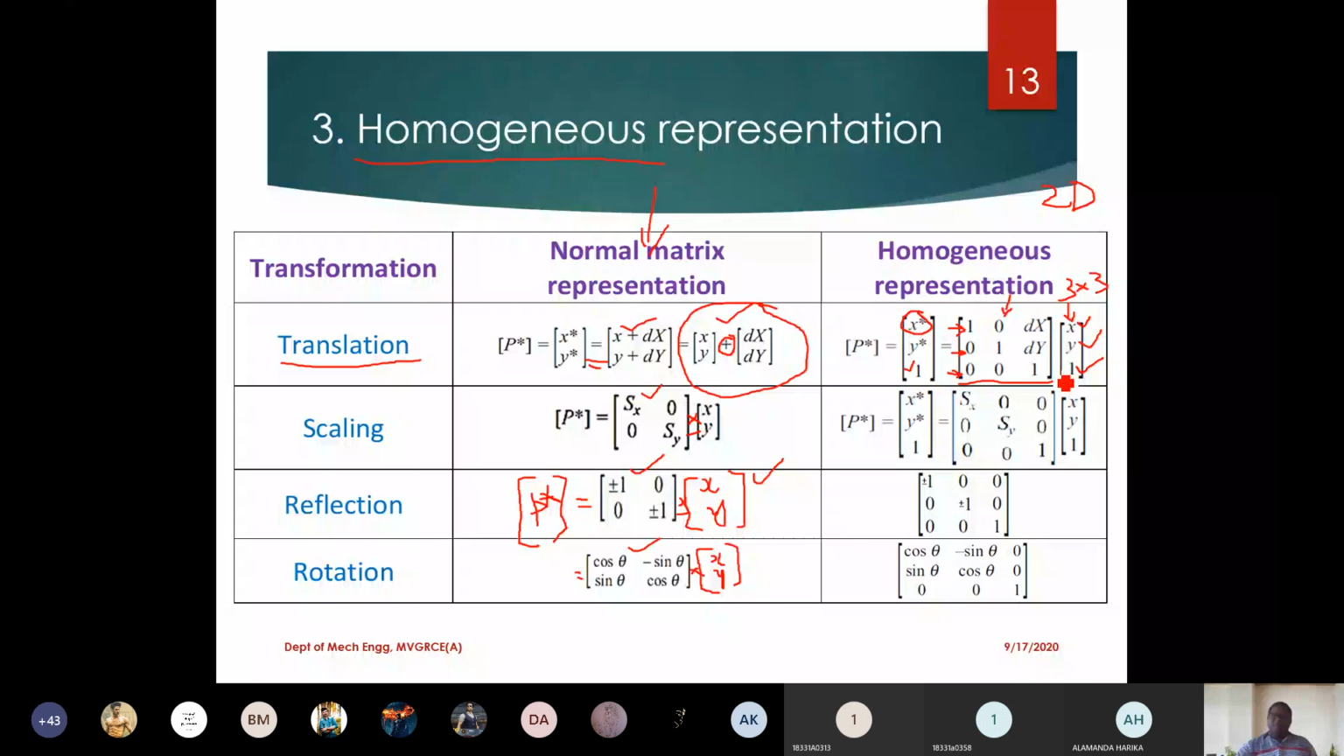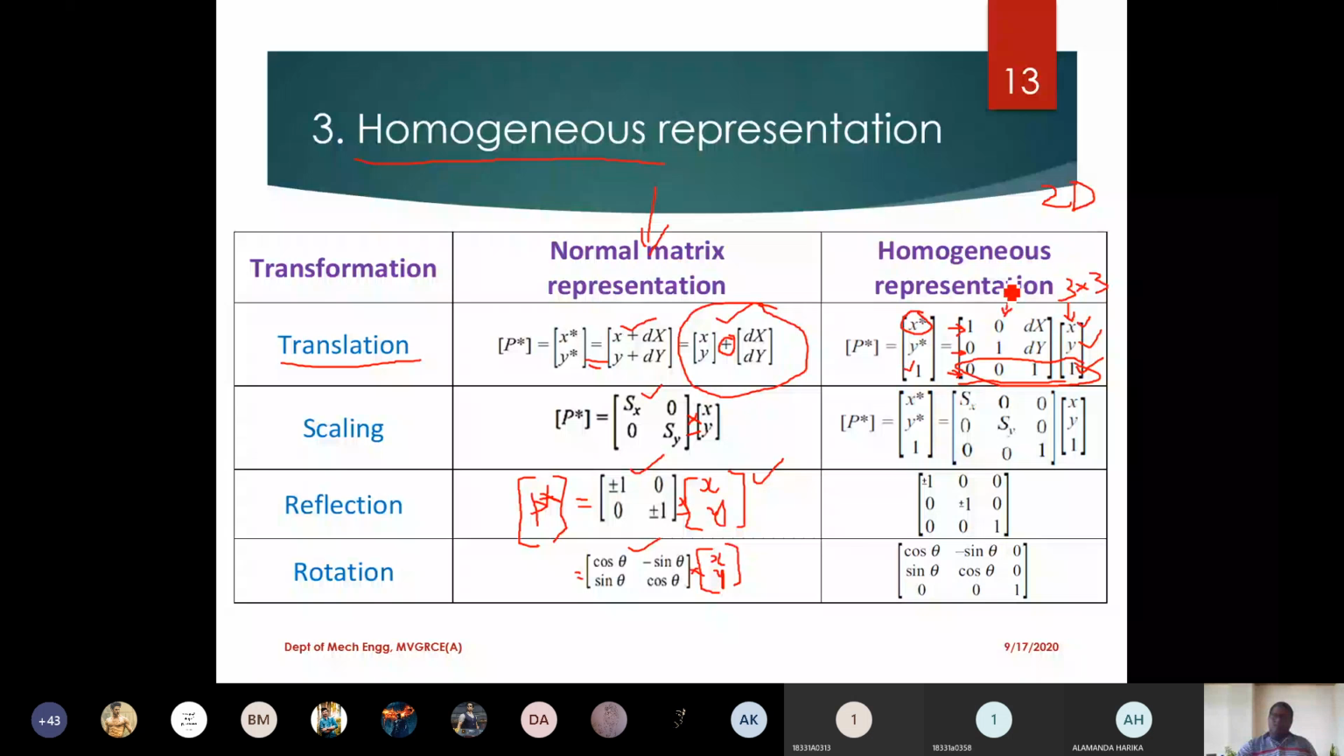So I hope now I want every one of you to remember these transformation matrices. So once again, you look into all these transformation matrices. Now you must remember all these things. These are the key. It's a very important topic.